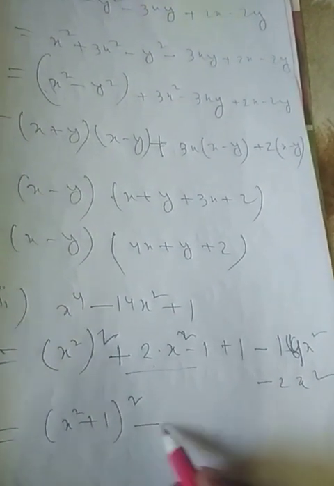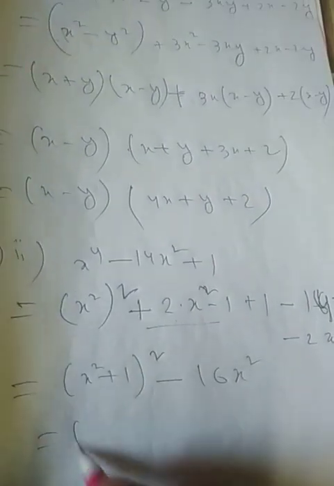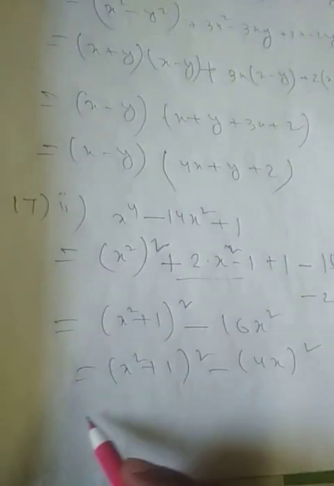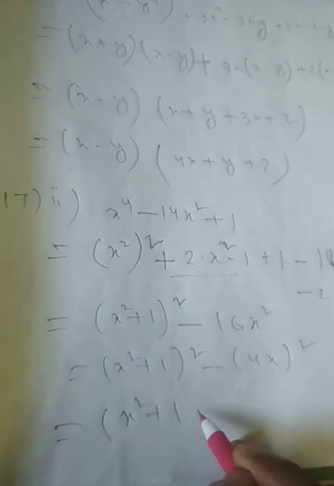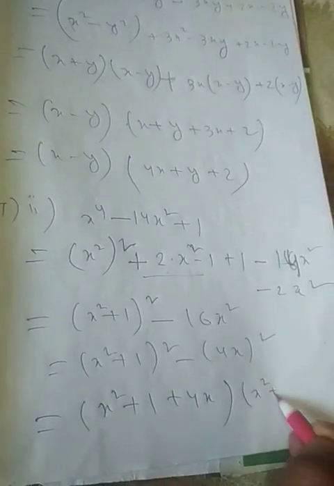That is become a formula, that is x square plus 1 whole square, and that is 16x square. So there is x square plus 1 square, and that become 4x whole square. So again you got the formula. Then a plus b, a minus b. You just have to solve all the math in this way.